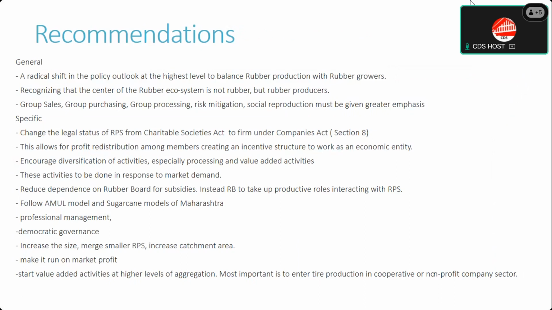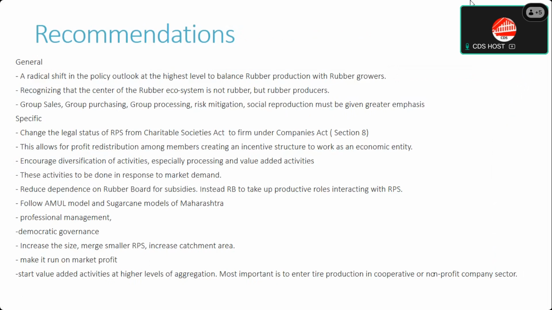Encourage diversification of activities, especially processing and value-added activities. These activities must be done in response to market demand. Reduce dependence on the rubber board for subsidies, and instead the rubber board should take up productive roles interacting with the RPS. I'm not explaining this thing. The rubber board started with the RPS, but the Amul model did not take off in the case of Kerala. But there are many things to learn from the sugarcane models and the Amul models in Maharashtra. Professional management has to be reduced, and democratic governance has to be strengthened.